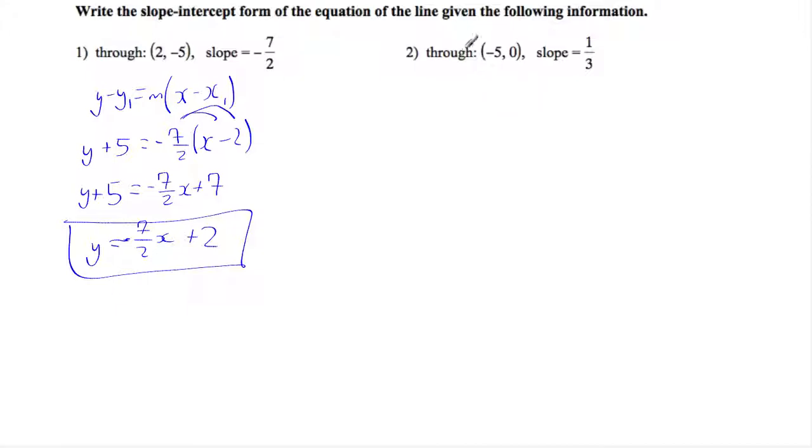Over here, same deal. I'm going to have y minus the y value, which is 0, is equal to m times x minus a -5. So y minus 0 is just y. And here's a nice part. So minus -5 is plus 5.